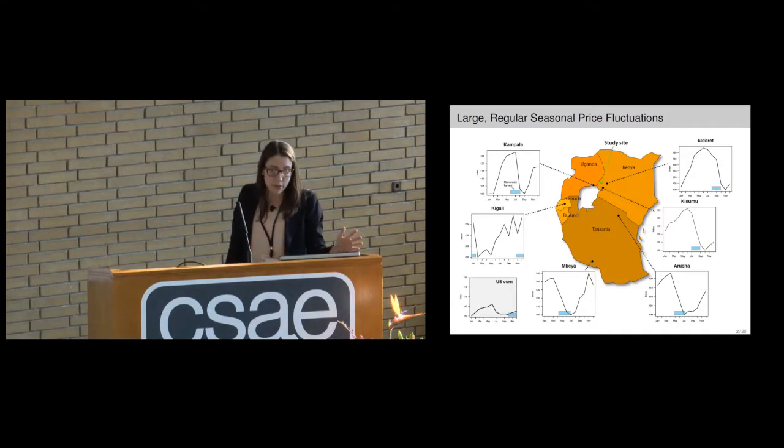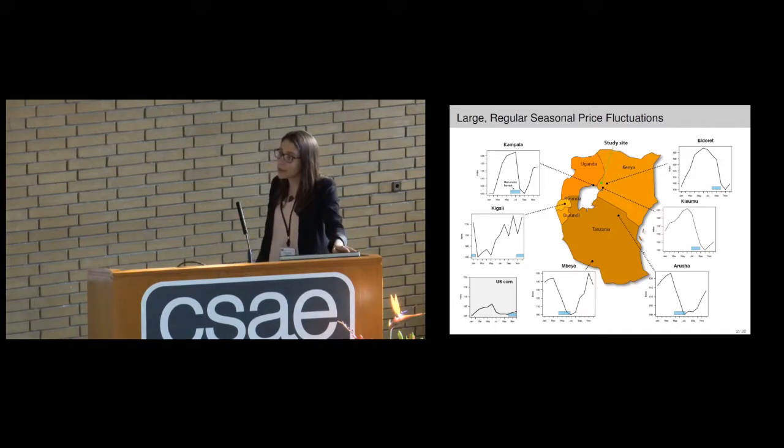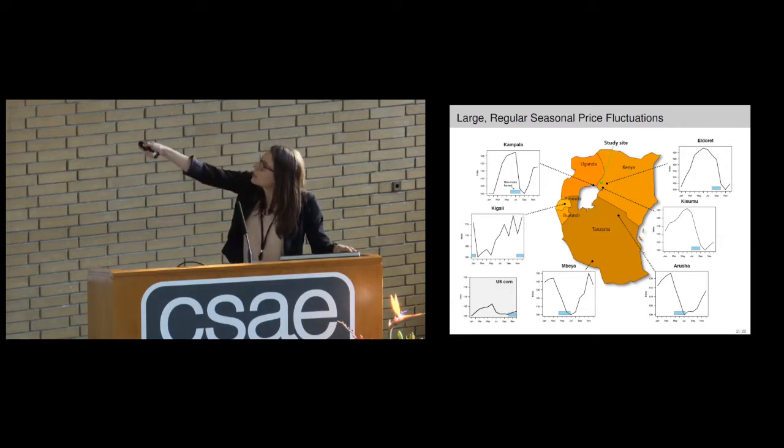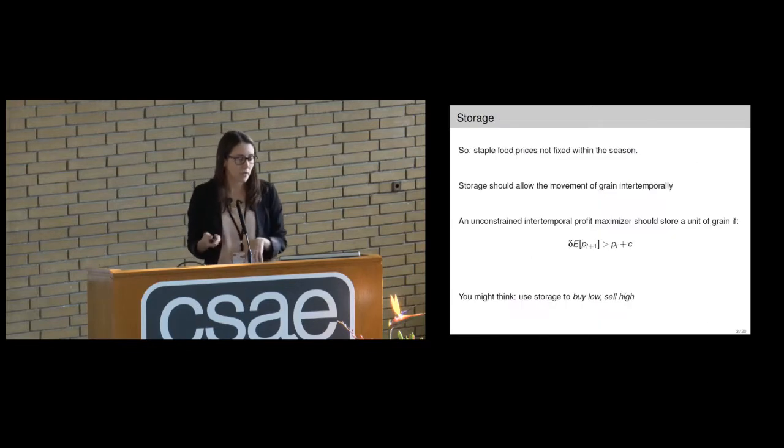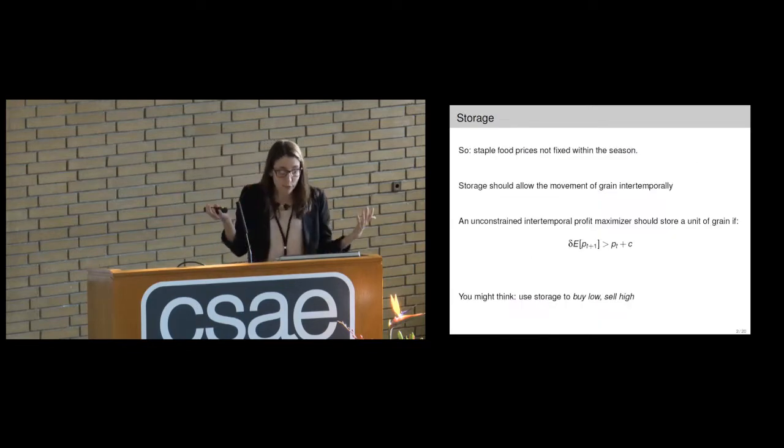And anecdotally, they're much larger in more rural areas. So in our study area in particular, in rural western Kenya, which you see demarcated here in green, prices have fluctuated by about 42 to 125% over the past 5 years. Okay, so we've established that staple food prices are not fixed within the season.